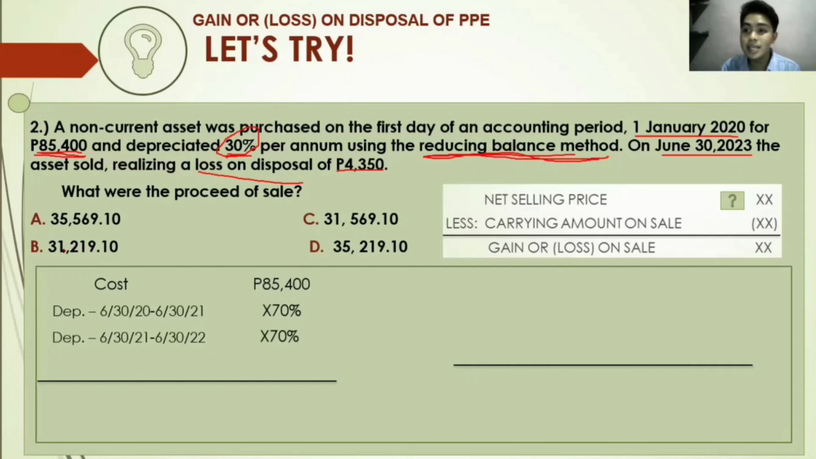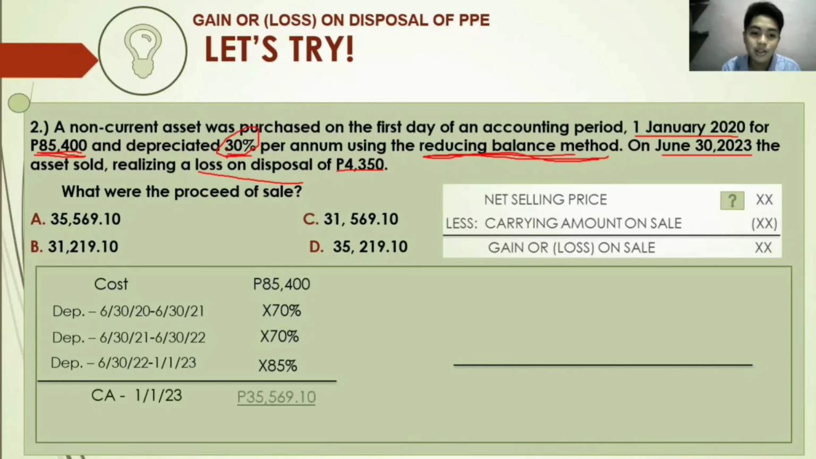Sa third year, hindi na buo yung year. Okay? Kasi June 30, June, July, August, September, October, November, December. So 6 months lang yung na-acquire for depreciation. So 6 months, kalahati lang ng taon. So yung kakalahatiin lang natin tong 30%. So 30 divided by 2 is 15%. So yung 15% na yun lang yung depreciation for 6 months. So, yung 85%, yun yung carrying amount. So, yun yung imumultiply natin for the third year. So, 85,400 times 70% times 70% times 85%.